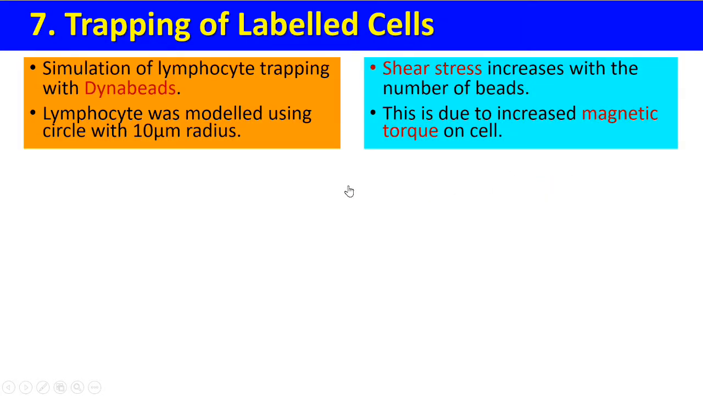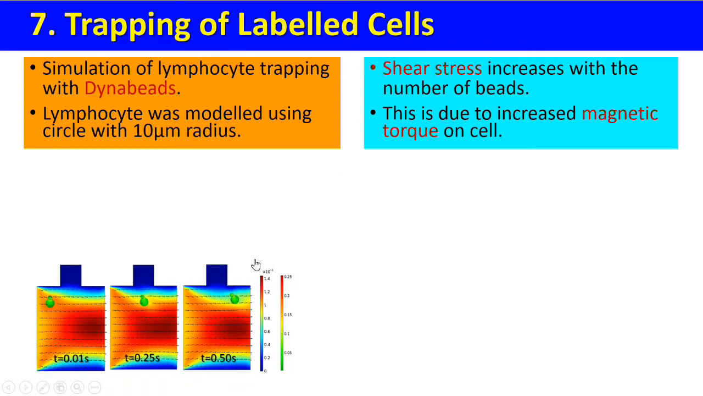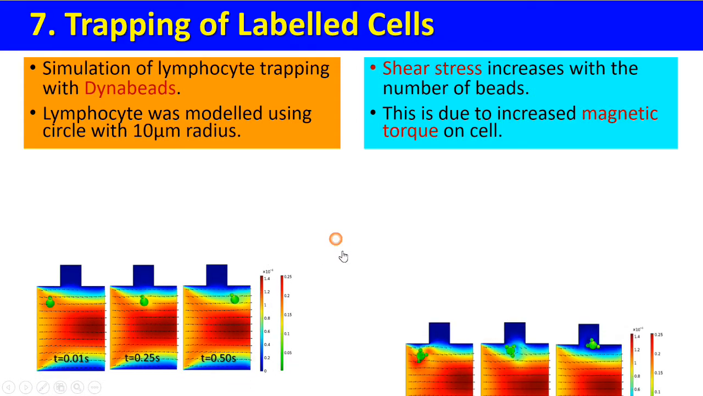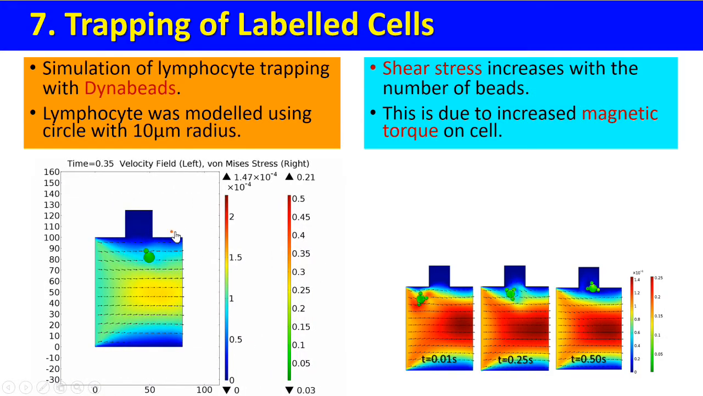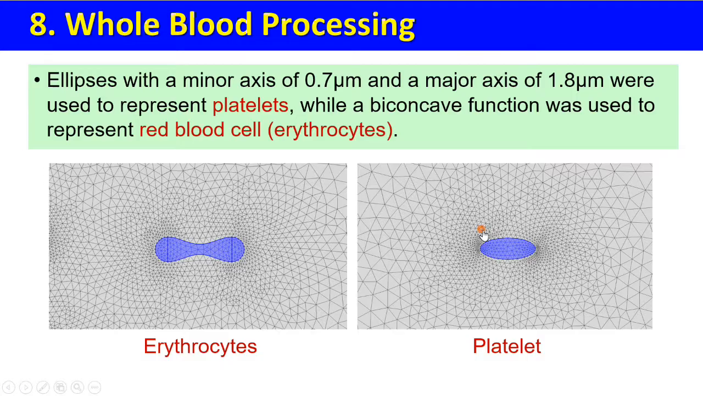7. Trapping of labeled cells. Simulation of lymphocyte trapping with Dynabeads. Shear stress increases with the number of beads. This is due to increased magnetic torque on the cell.